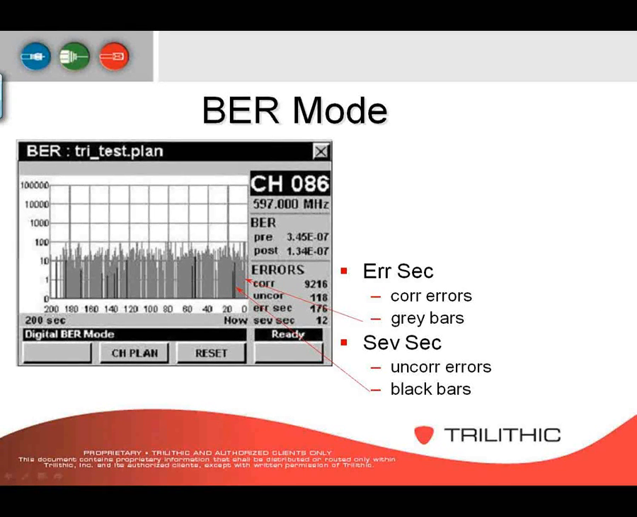In the BER mode, the errors are displayed as vertical lines. On the 860 DSPI, the errored seconds are correctable errors, and they show up as gray individual vertical bars. If they're severely errored seconds, those are uncorrectable errors, which are solid black bars.